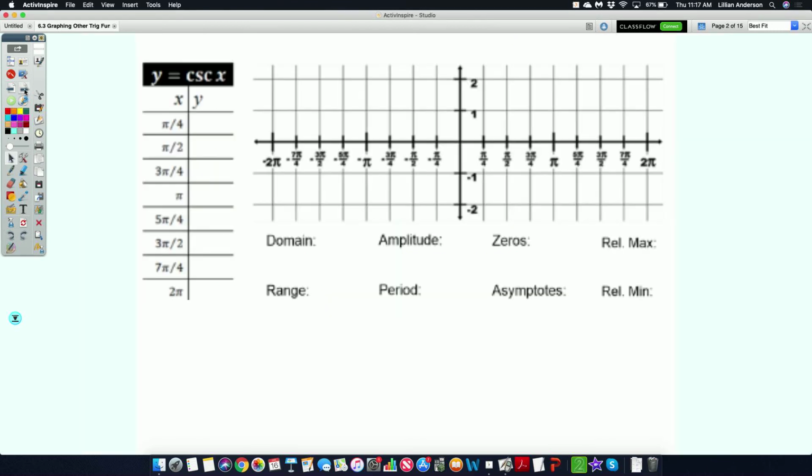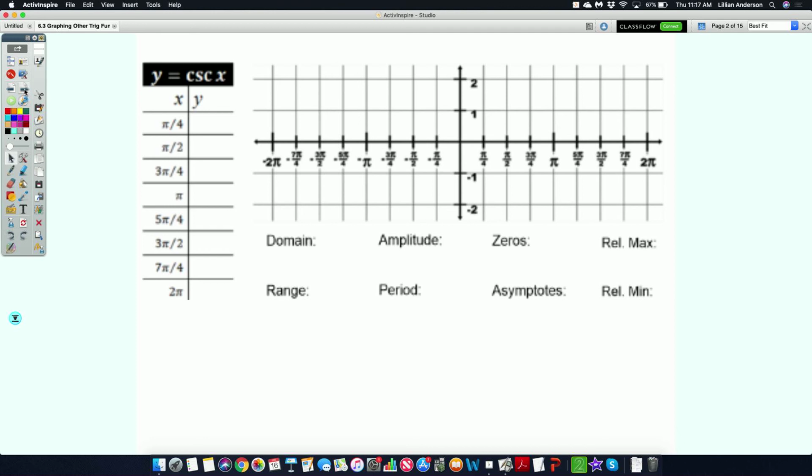Looking at that yellow foldable from the very beginning of the chapter, where we spent some time talking about the properties of sine and cosine, we're going to do it also for the remaining four. So we're going to start with cosecant. Now, who remembers what trig function cosecant was the reciprocal of? Sine. It was the reciprocal of sine.